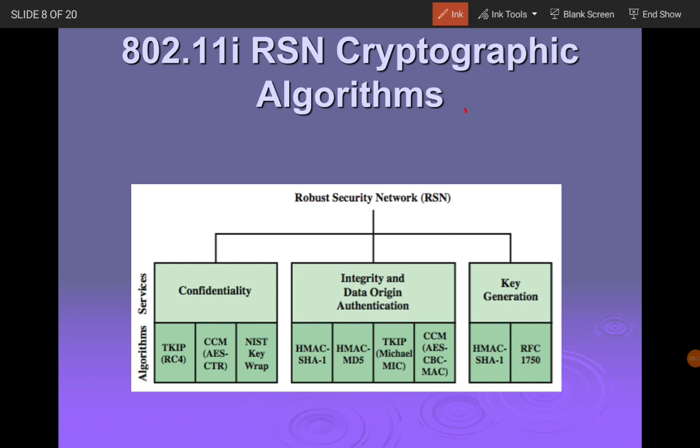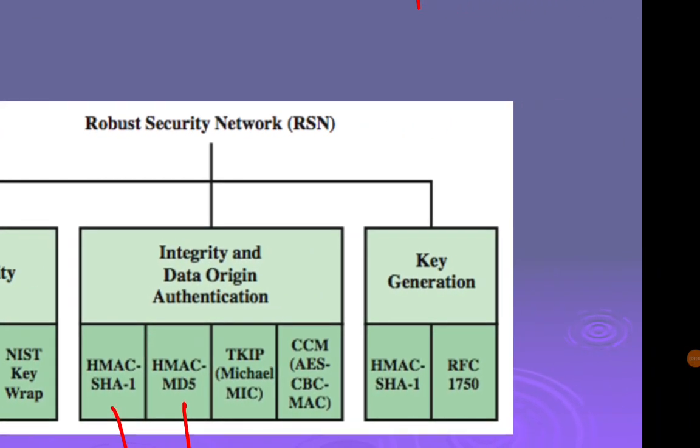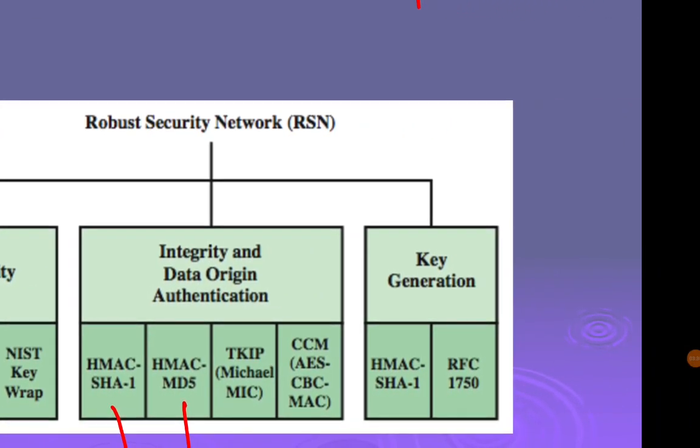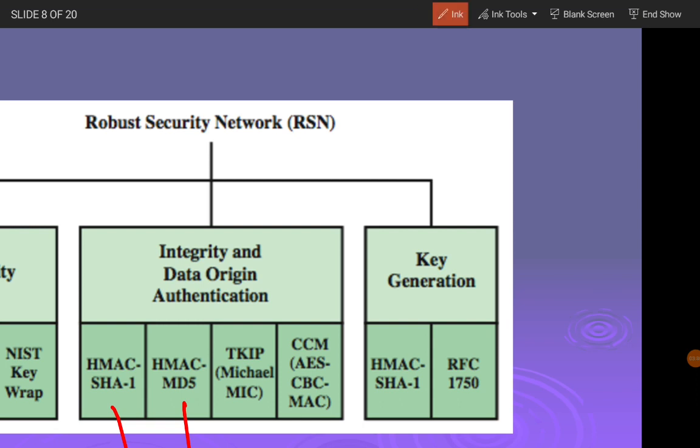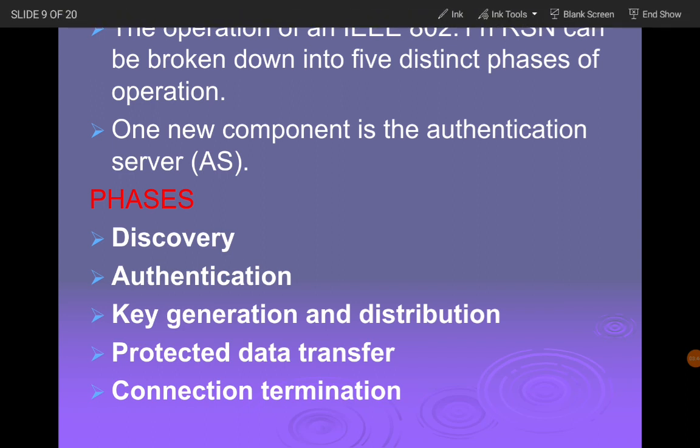What cryptographic algorithms are used in 802.11i? To provide confidentiality, we can use RC4 or AES, and for providing integrity and data origin authentication, you may go with HMAC-MD5 or HMAC-SHA. And for key generation, you can go with HMAC-SHA or RFC 1750. So these are the cryptographic algorithms used in IEEE 802.11i.